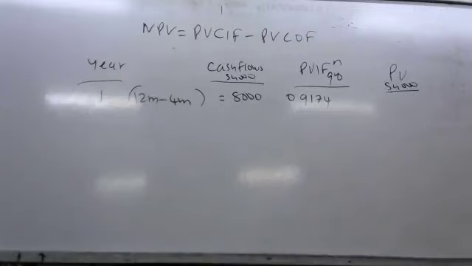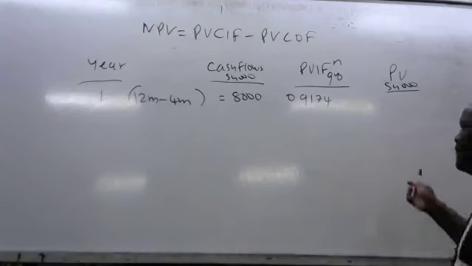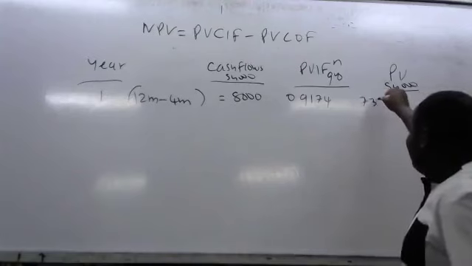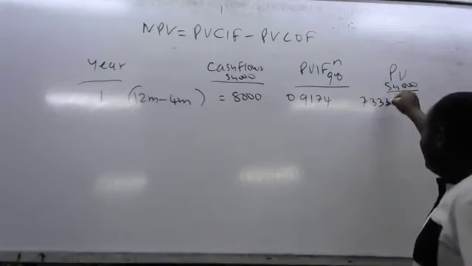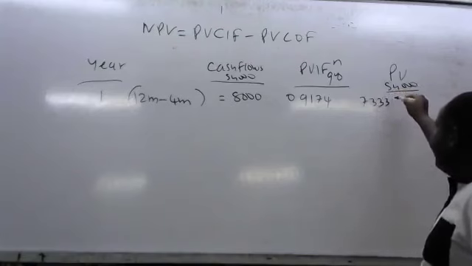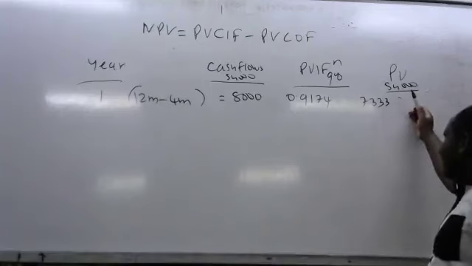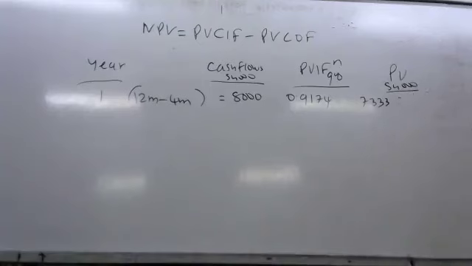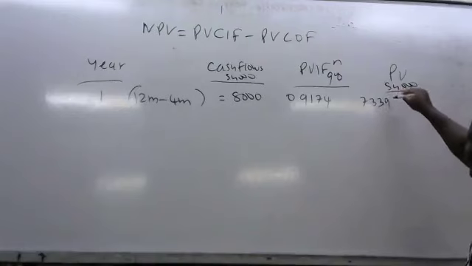So when you multiply that by 8,000, it will give us which figure? 7,333... 8,000, yeah. It's 759.2. So this one comes to be 9, then point what? Point 2, like that.